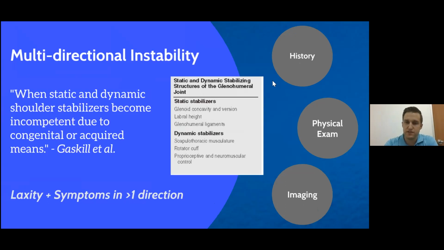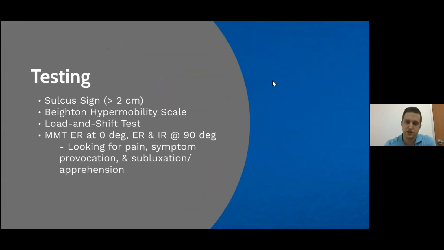Next, we'll go to the physical exam. After you get the history and you're leaning towards wanting to test whether multi-directional instability is in play, here are some of your go-tos. The sulcus sign is kind of the top one that I found. It's a lot more common with anything. Nothing is a gold standard in and of itself, like I mentioned before, so take this as a cluster and in the context of what everything else is saying.